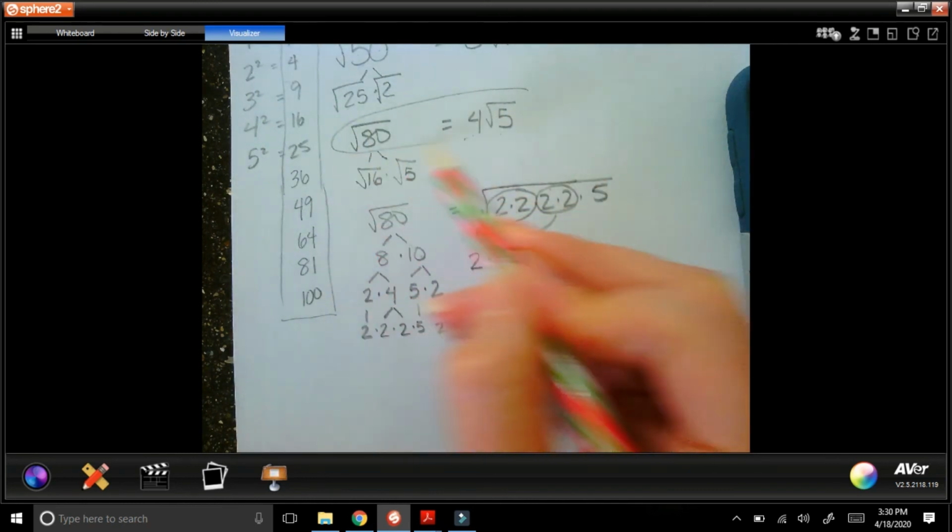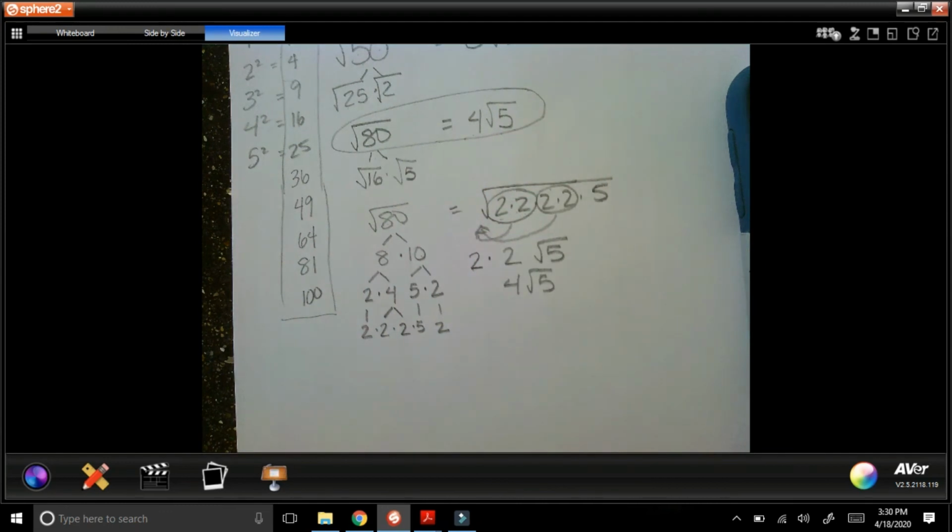I personally like this way better. I feel like it's just less work, and for the level of problems that we're going to be doing, I think this would be sufficient. We're not going to get into any with variables or anything more complicated than this, just because of our circumstances right now.